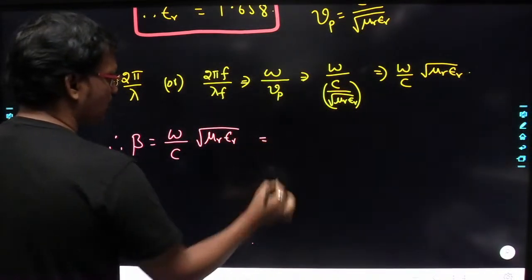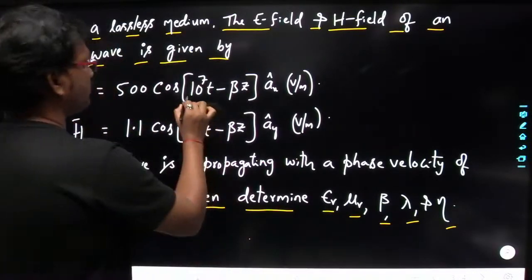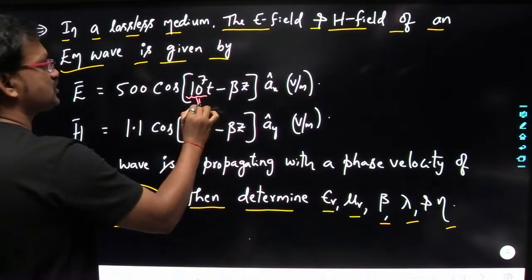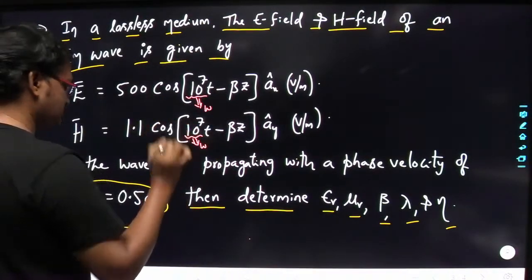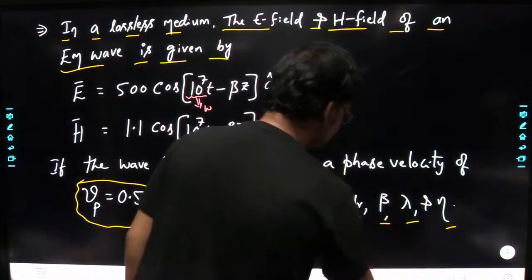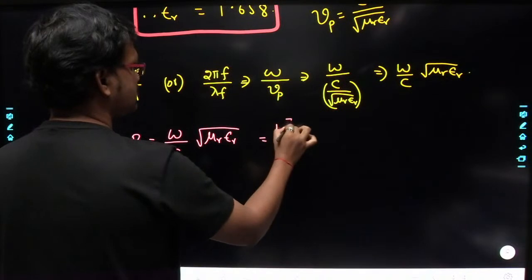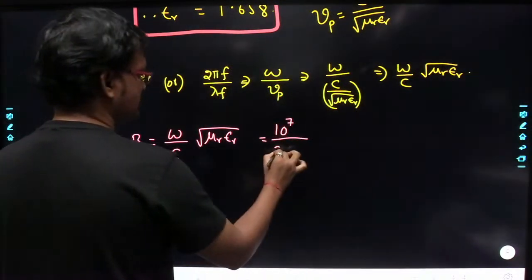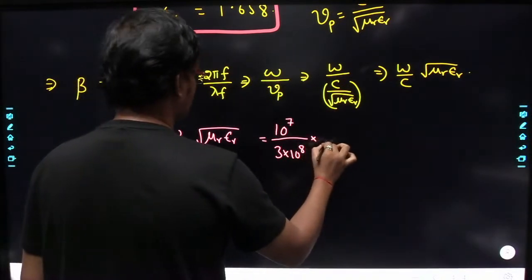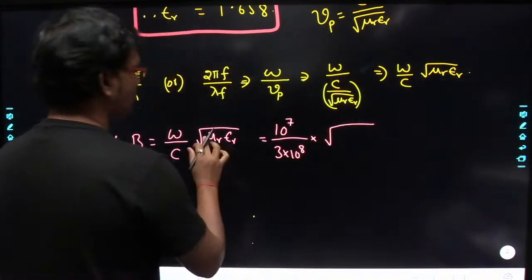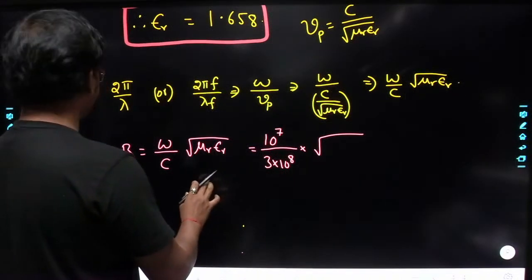Now what is the omega value here? The omega value is nothing but 10 power 7. They have given the omega value as 10 power 7, right? Substitute that here. So 10 power 7 divided by c, which is 3 into 10 power 8, into square root of mu r epsilon r, right? So what is the mu r value here?